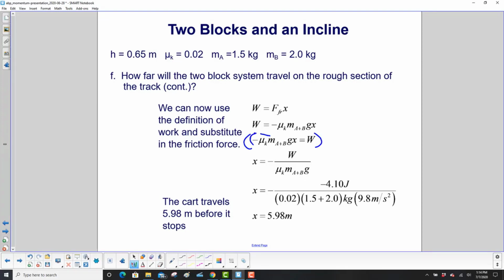I'm going to take all of this and divide the left side by it and the right side. So x will be all by itself, and the right will now be a negative work over mu k ma plus b times g. We put in our numbers, and then you might be worried about this negative sign, right? Because you know the object's moving this way, so we'd like x to be positive. Fortunately, that negative sign cancels out with the negative work. We put the numbers in, and we get a distance of 5.98 meters before the block stops.